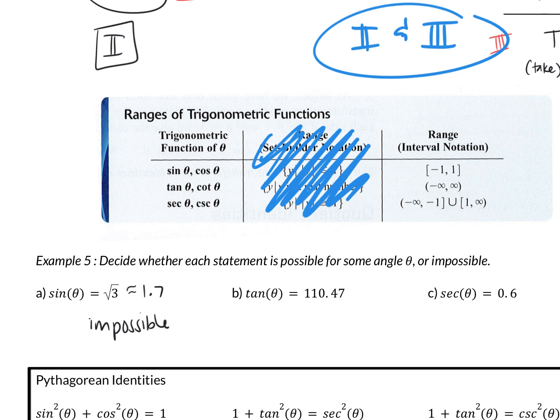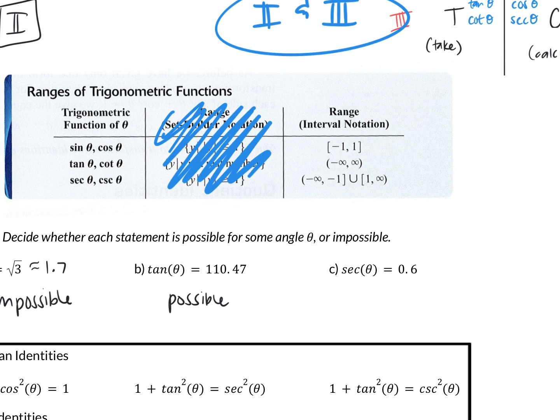All right, tangent of theta is 110. Is that a possibility? You betcha. So this is possible. And then secant of theta is 0.6. Is 0.6 in that interval? No. So this is impossible.